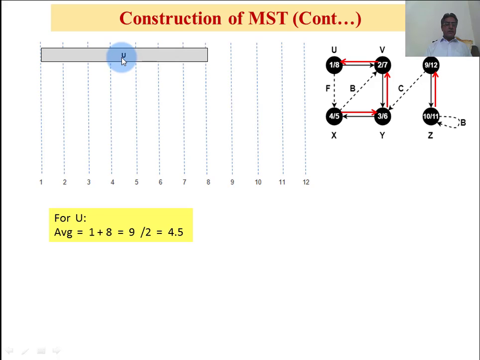For U, the average is 1 plus 8. Its discovery time is 1 and final time is 8. 1 plus 8 is equal to 9. So 9 divided by 2 is equal to 4.5. In between 4 and 5, we will insert this U. This is the span from level 1 to level 8, and we have inserted U at the 4.5 location by making the MST. We are constructing the MST.